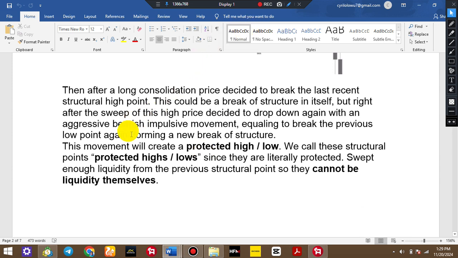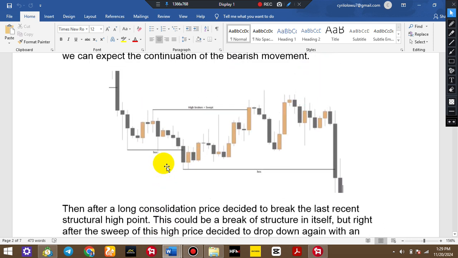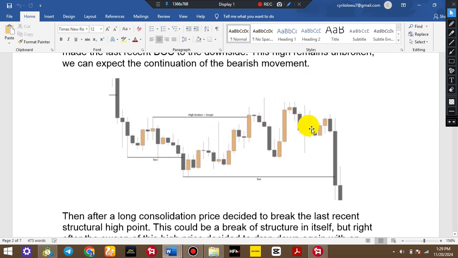This movement will create a protected high or low. We call this structural point a protected high or low since they are literally protected. They swept enough liquidity from the previous structural point, so they cannot be liquidity themselves. Now this move, the high that led to this break of structure, becomes our new high.